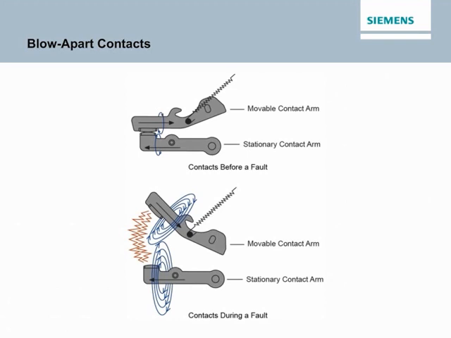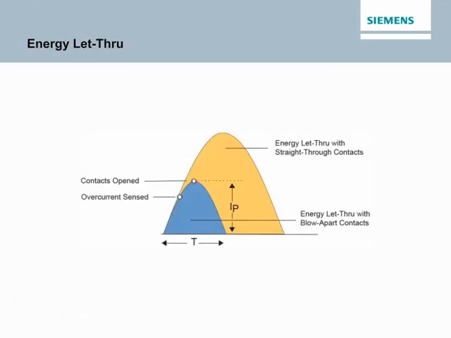Under normal conditions, the magnetic fields are not strong enough to force the contacts apart. When a fault develops, current increases rapidly, causing the strength of the magnetic field surrounding the contacts to increase as well. The increased strength of the opposing magnetic fields helps to open the contacts faster. By reducing the time required to open circuit breaker contacts in the event of a fault condition, the blow-apart contact design exposes the electrical equipment protected by the circuit breaker to less damaging heat.